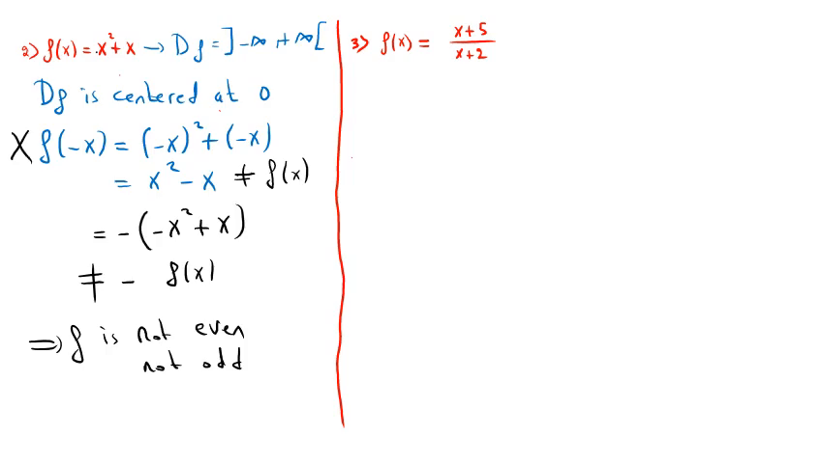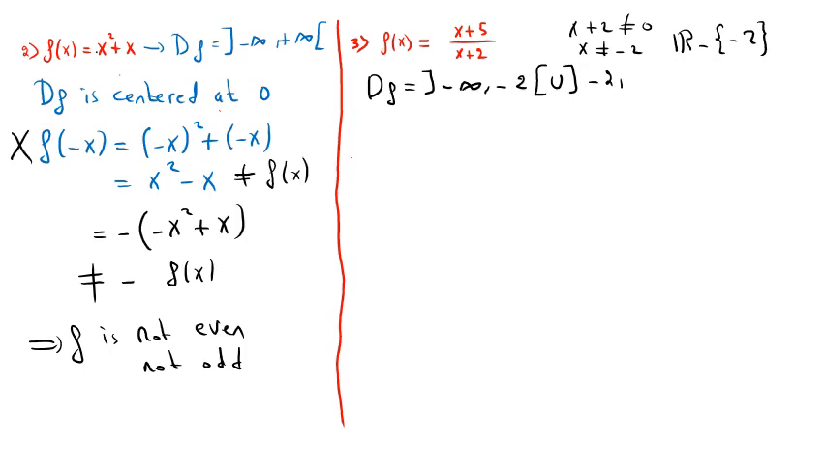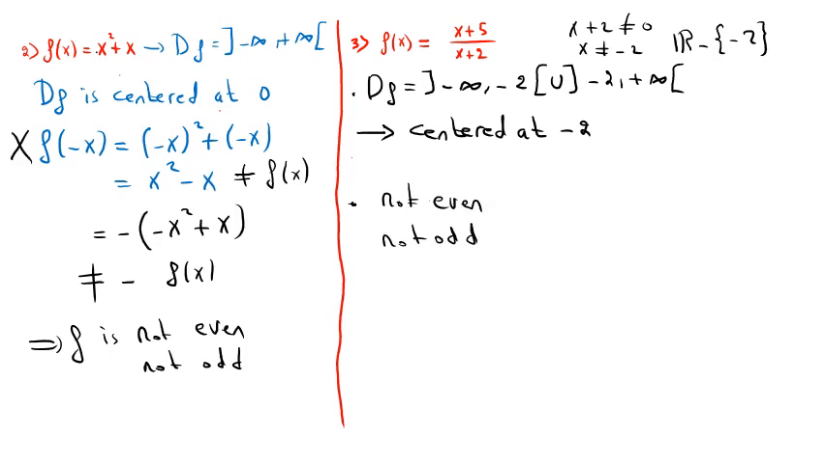Last example, f of x equals x plus 5 over x plus 2. Domain of definition, we have x plus 2, the denominator. It is a rational function. X not equal to minus 2. It's R except minus 2 as an interval: minus infinity, minus 2 union minus 2, plus infinity. This function is centered at minus 2. So no need for the second condition. It's not centered at 0, it's not even, and it's not odd. Since it's not centered at 0, the first condition is not verified.